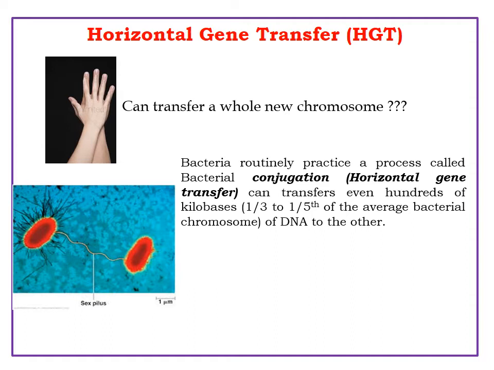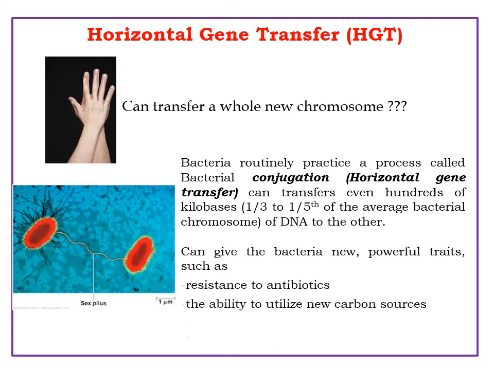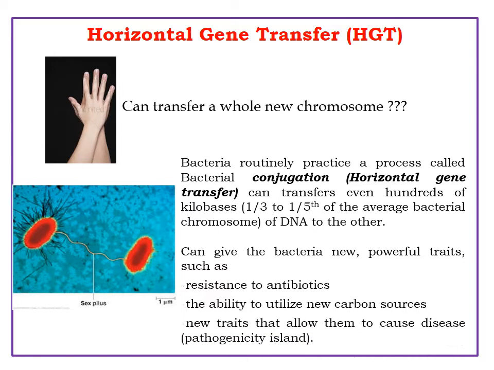These large additions of DNA can give the bacteria new powerful traits such as resistance to antibiotics, the ability to utilize new carbon sources, and new traits that allow them to cause disease. DNA segments of the last type are called pathogenicity islands.